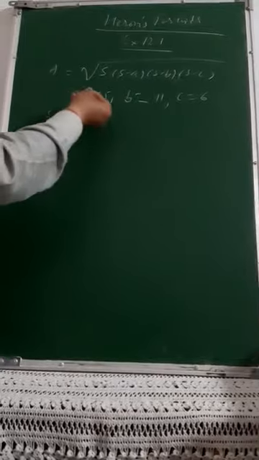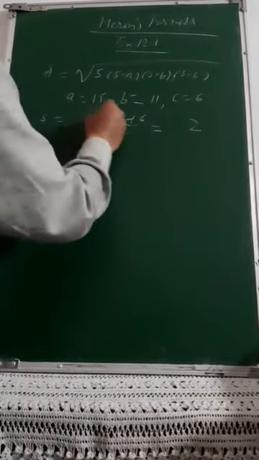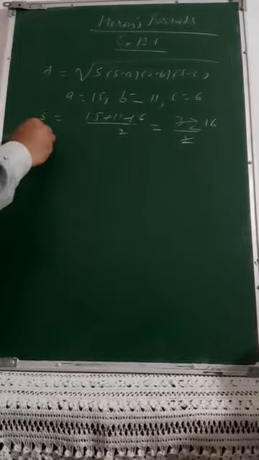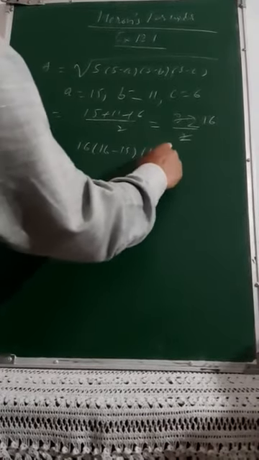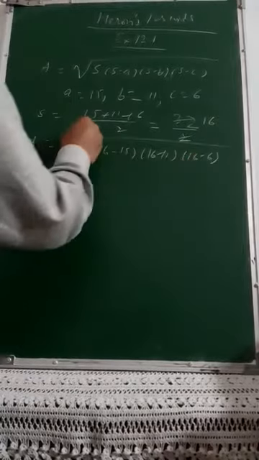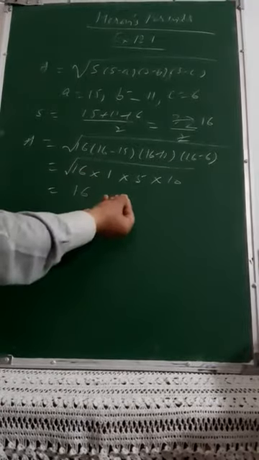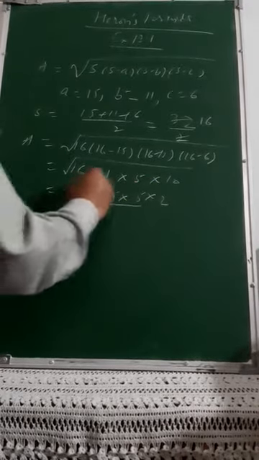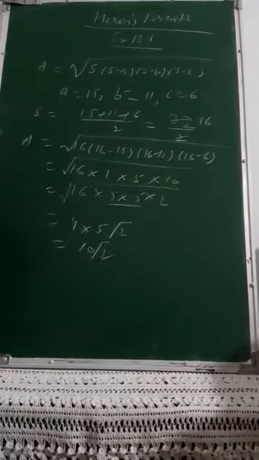Same thing, s is the semi-perimeter: 15 plus 11 plus 6 upon 2, that is 32 upon 2, which will give you 16. Then you can substitute the values: the square root of 16 into 16 minus 15, 16 minus 11, 16 minus 6. So 16 into 1, into 5, into 10. 16 is itself a perfect square, so nothing to worry about, and into 5, and 10 I can split as 5 into 2. Again this is a perfect square, so this is 4, and 5 under root 2, so 10 under root 2 meter square will be the area.